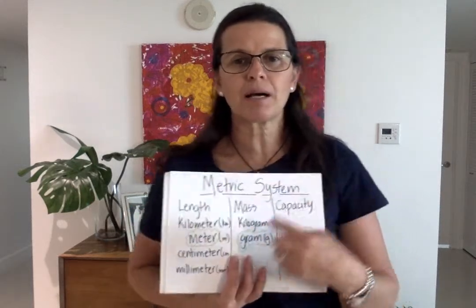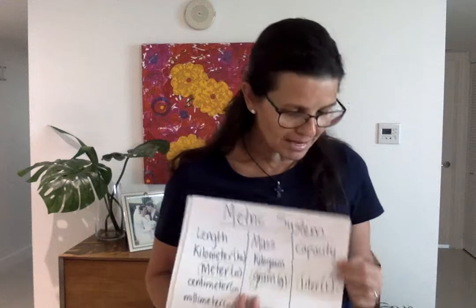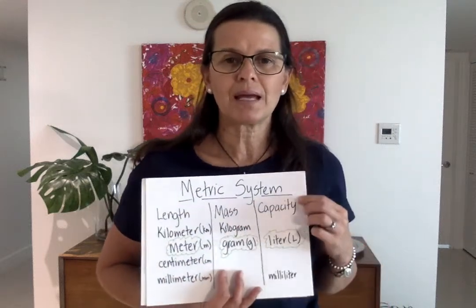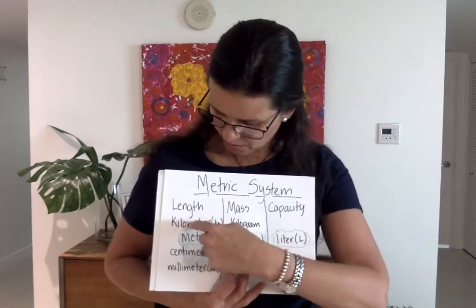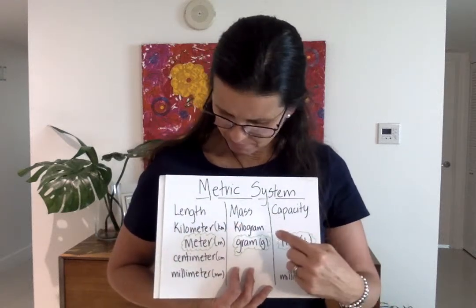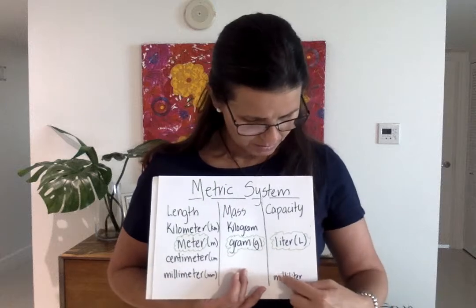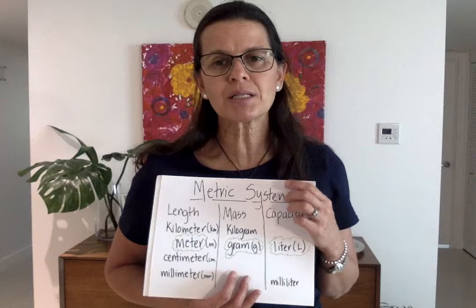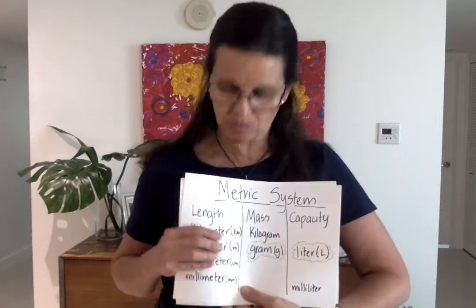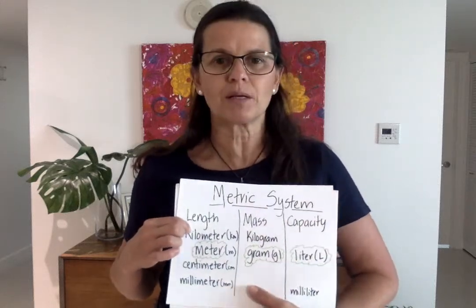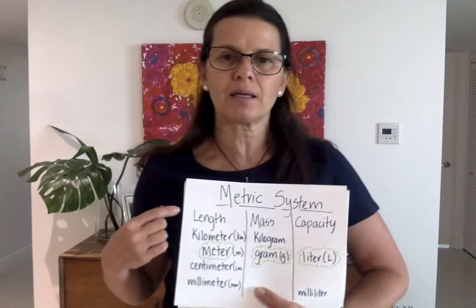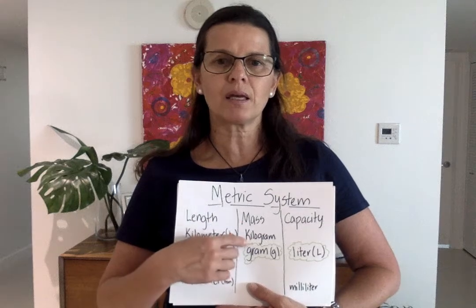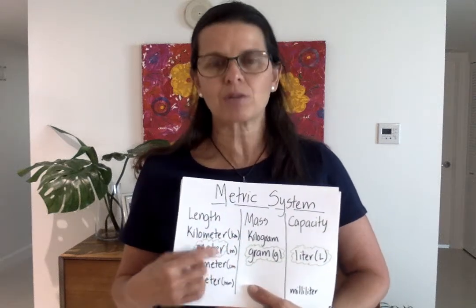Now we're going to talk about mass. In mass, we just use two things: the gram and the kilogram. Now I want you guys to notice something. There was kilometer, kilogram, millimeter, milliliter. Why do we use the same prefix? In the metric system, we use the same thing because kilo means 1,000. So when you're thinking about a kilometer, that means 1,000 meters. A kilogram means 1,000 grams.